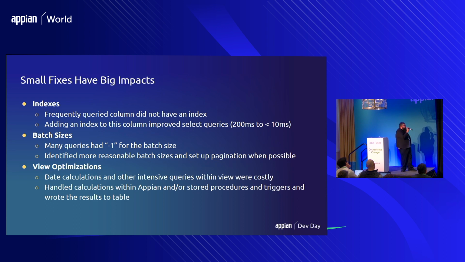We don't want to necessarily do that. That's returning all the data that's in the database. And if you have hundreds of thousands of rows of data, you will most likely slow down your report, or worse, crash it. So, working with the client, we were able to identify more reasonable batch sizes for these queries. And if we had to return a lot more data, we were able to set up pagination on grids and whatnot to minimize the load on the interfaces.